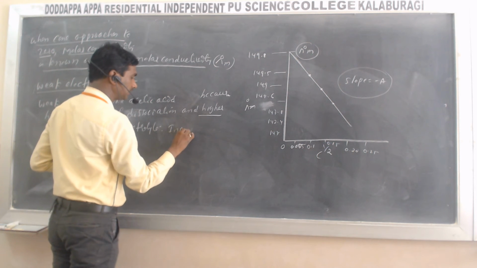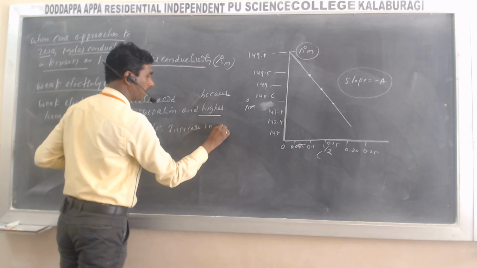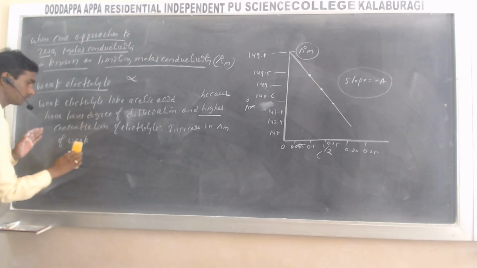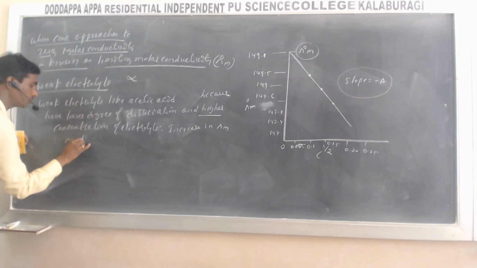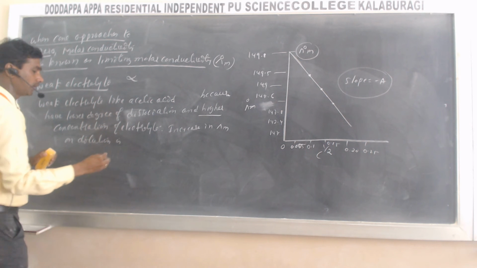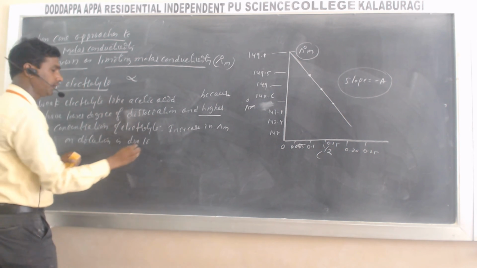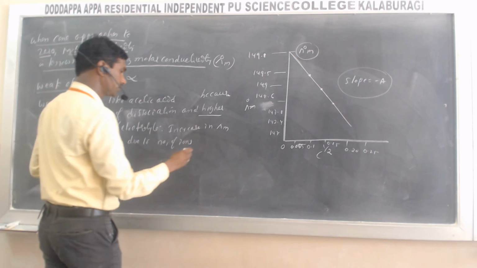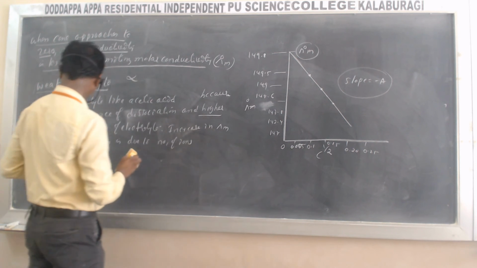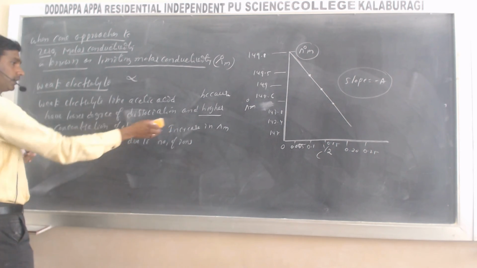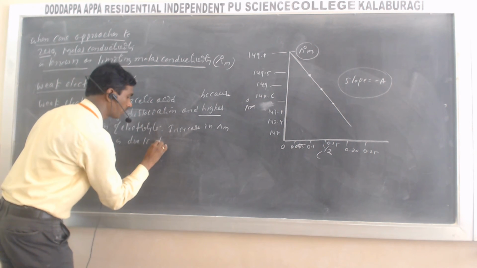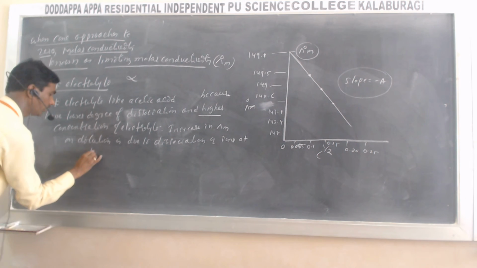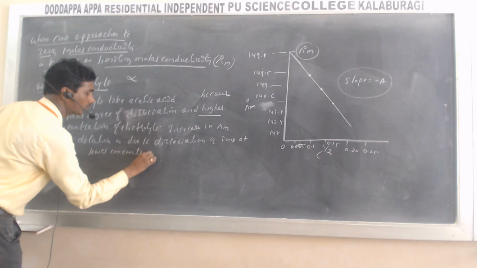Next, the change in molar conductance of a weak electrolyte. The increase in molar conductance on dilution is due to what? Due to the number of ions, or degree of dissociation. The increase in lambda m on dilution is due to dissociation of ions at a lower concentration.